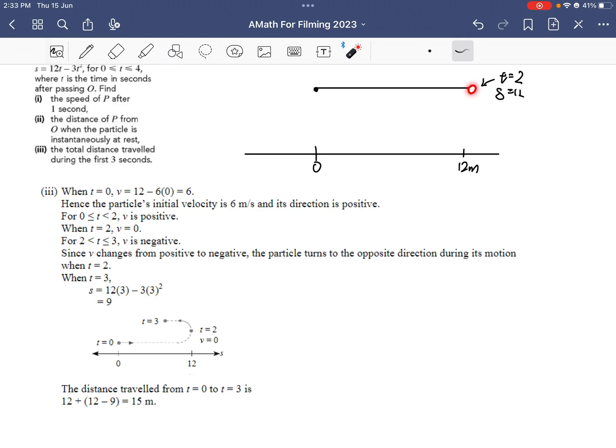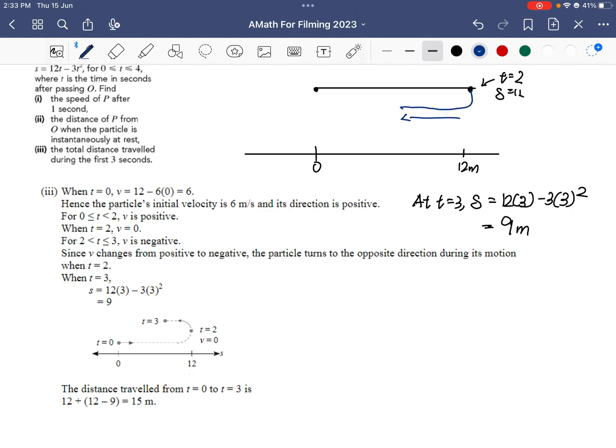Now, as I have said, at this point when it's at instantaneous rest, what is it doing? It's U-turning and going back. So I need to know how far it has gone back by t equals 3 seconds. So what I'll do here is at t equals 3 seconds, my displacement s is 12 times 3 minus 3 times 3 squared. So what I'll get here is 9 meters. Okay, be very careful. Here is the one that you all tend to make errors.